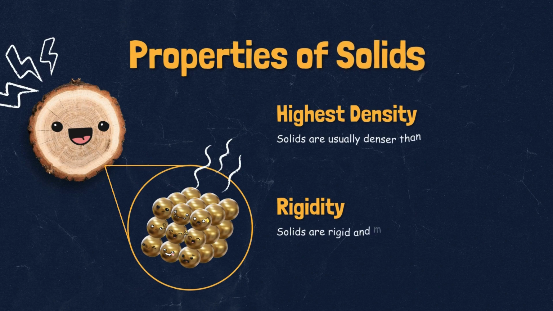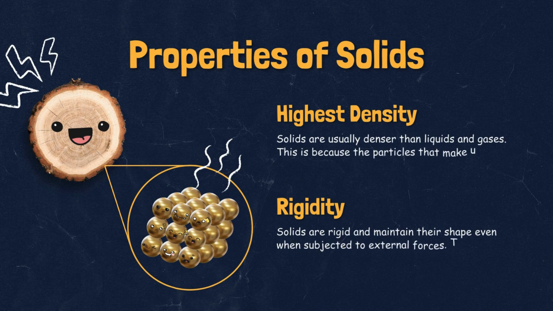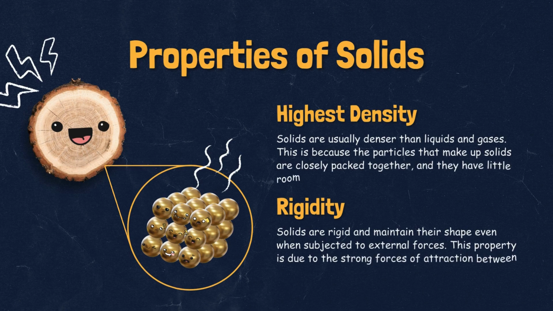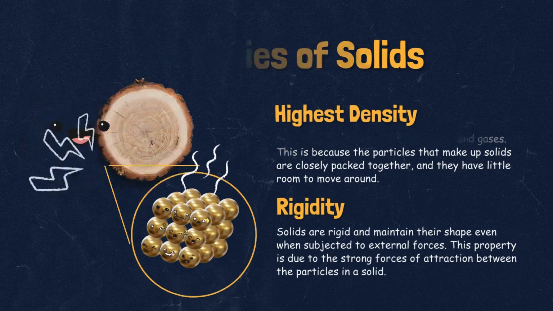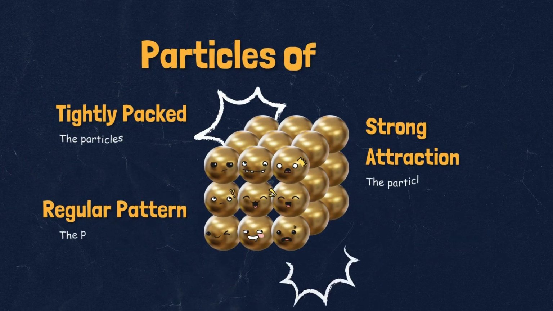High density. Solids are usually denser than liquids and gases. This is because the particles that make up solids are closely packed together, and they have little room to move around. Rigidity. Solids are rigid and maintain their shape even when subjected to external forces. This property is due to the strong forces of attraction between the particles in a solid.